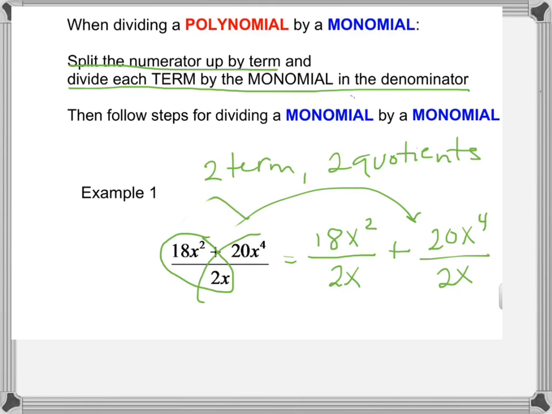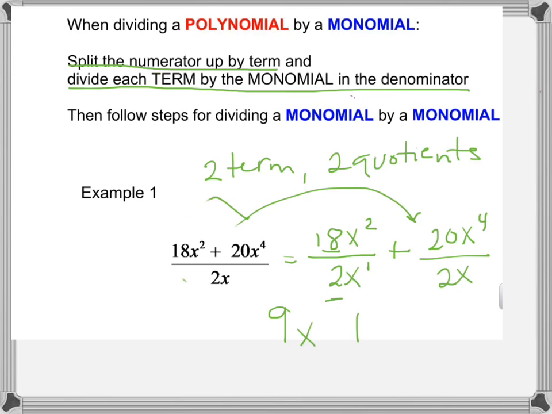And then how many times does the monomial go into that part of the binomial? So you split it up into two different quotients here. Okay, and then you use your rules for dividing a monomial by a monomial that we just covered. Okay, 18 divided by 2. So we have 18 divided by 2 is 9. X squared divided by x to the first power is x.